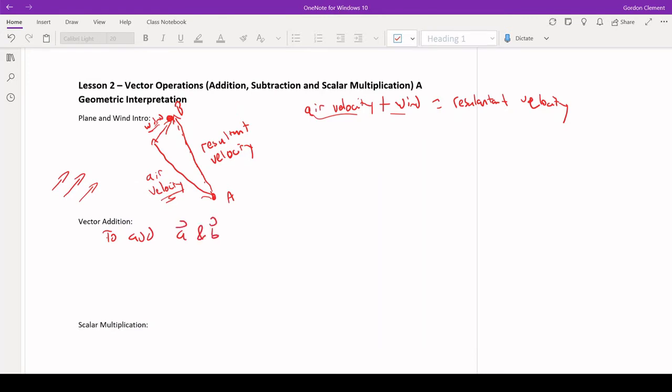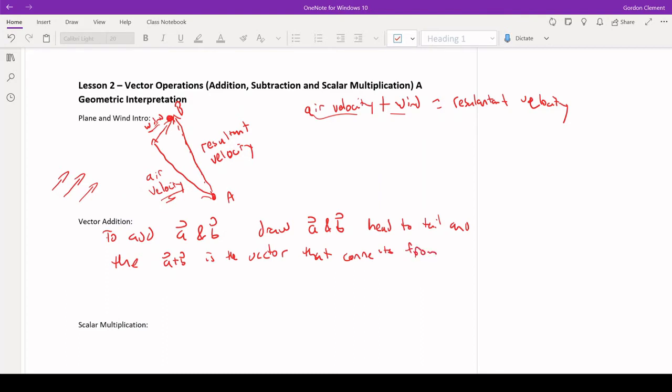So to add vectors A and B, draw A and B head to tail, and the addition of A plus B is the vector that connects from the start to the end of that path, is how I'm going to write it.